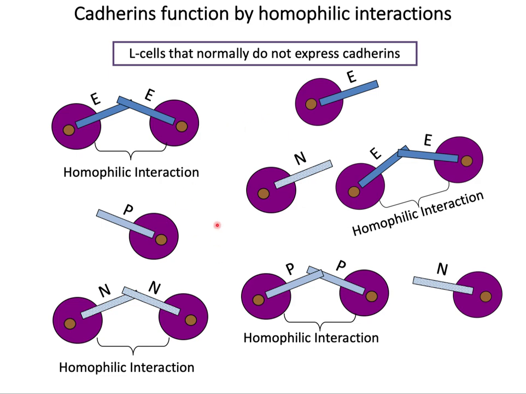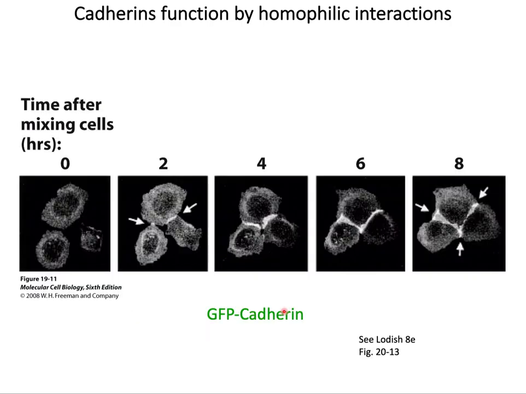So in this experiment, the researchers engineered mouse L cells to express E-cadherin, P-cadherin, and N-cadherin. And when all these cells were mixed, what they noticed was that the cells expressing E-cadherin will only interact with E-cadherin. Cells expressing P-cadherin will only interact with P-cadherin, and the cells expressing N-cadherin will only interact with N-cadherin. This experiment was a very clear illustration of how cadherins form these homophilic interactions.